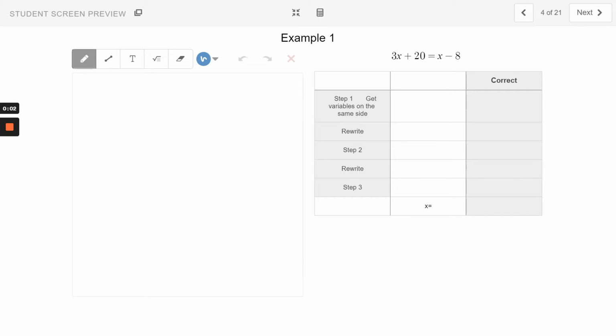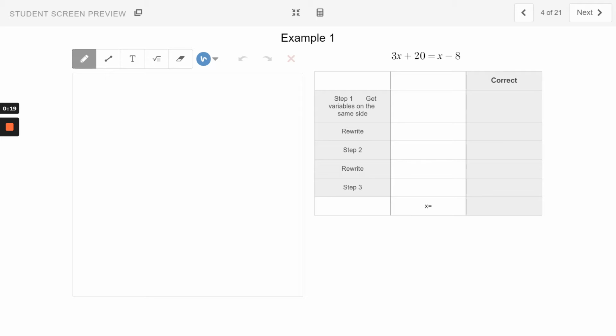Hello, today we're going to be talking about solving equations with variables on both sides of the equal sign. It's similar to what we've been working on in the past, but there's a little bit of a different first step. So let's get into it.